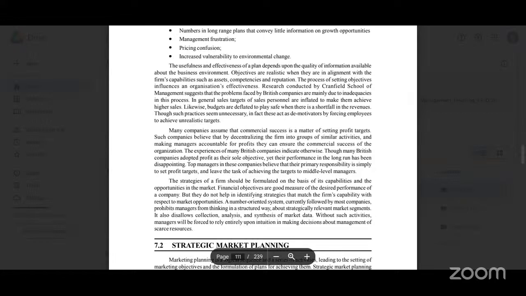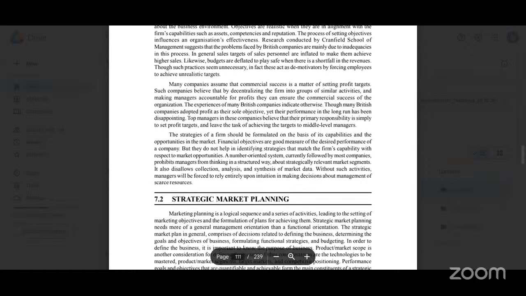So, what do they do? Where British companies have adopted profit as their sole objective, they have seen that the performance in the long run has been disappointing. Top managers in these companies believe that their primary responsibility is simply to set profit targets. So they leave the task of achieving the targets to middle level managers.